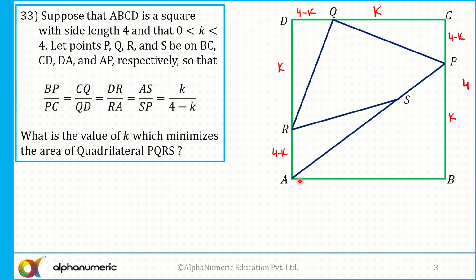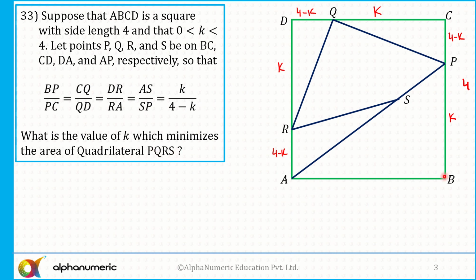But do you know what is the value of AP? No, we do not know the value of AP here. So we can't say what the ratio is here. We only know that the ratio of AS to SP is equal to K upon 4 minus K. And the question is, what is the value of K which minimizes the area of quadrilateral PQRS?